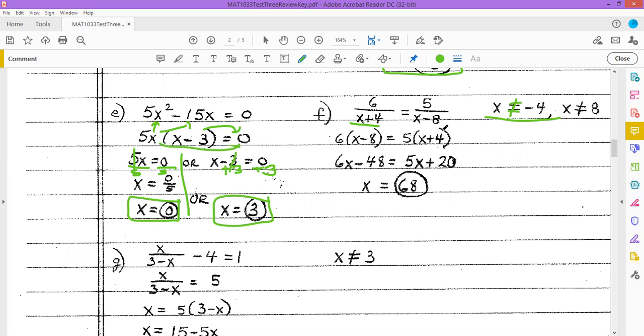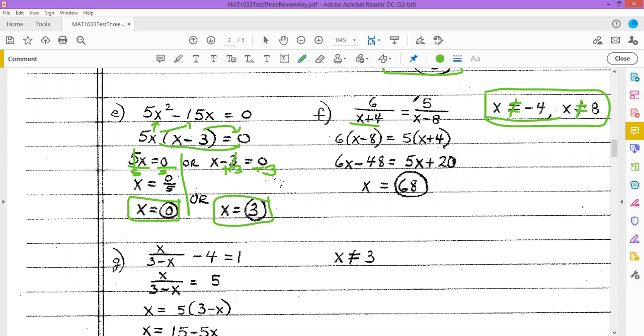Also, the fraction on the right side, we have 5 divided by x minus 8. Again, this denominator can't be equal to 0. So x cannot be 8. If it were 8, 8 minus 8 would make this denominator 0. Therefore, when we solve the problem, we just want to make sure that we don't have solutions that are negative 4 or 8.